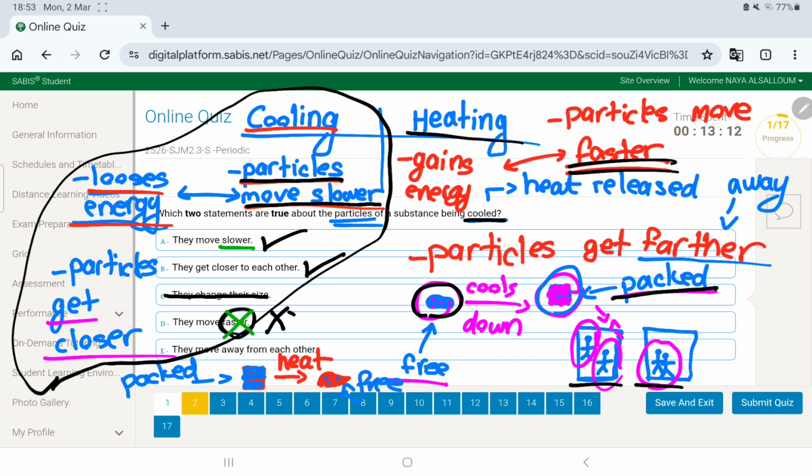What did we say? When something moves away from each other, it's getting heated. Remember here? When we have a solid and let's say it melts to a liquid, the particles turn from being packed to being more free. So when something is tightly packed and then has more freedom to move, they're moving away from each other. But this is for heating. So wrong. So the two correct answers are that when the substance cools, the particles move slower and the particles get closer to each other. Okay?